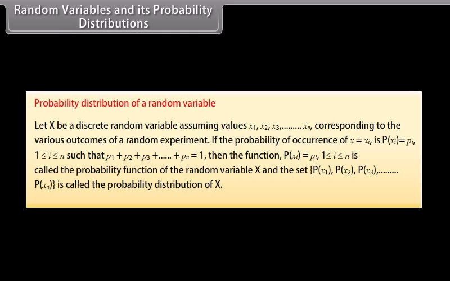Then the function pi, 1 ≤ i ≤ n, is called the probability function of the random variable x, and the set of probability of occurrence of x1, probability of occurrence of x2, probability of occurrence of x3, up to probability of occurrence of xn is called the probability distribution of x.